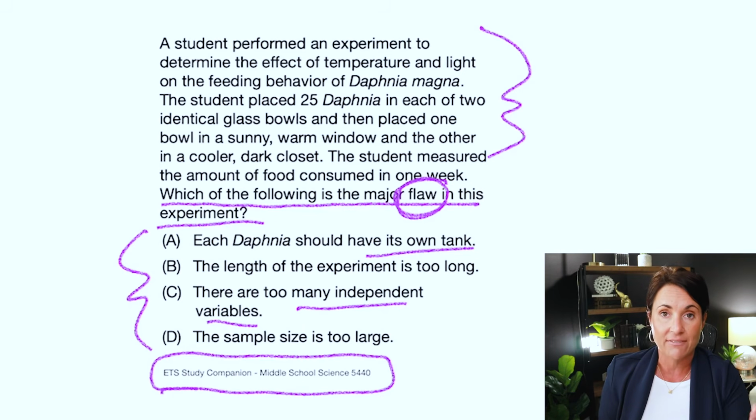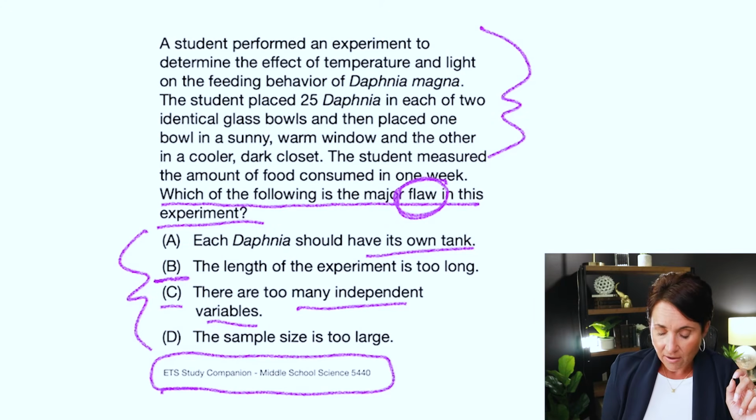If the Daphnia should have its own tank, it doesn't seem like a flaw to me, so I'm not going to choose that. The length of the experiment is too long, as in B. Now, that's not necessarily a flaw. Experiments go on for years and years and years, so I'm going to not choose B. Let's go with C. There are too many independent variables.